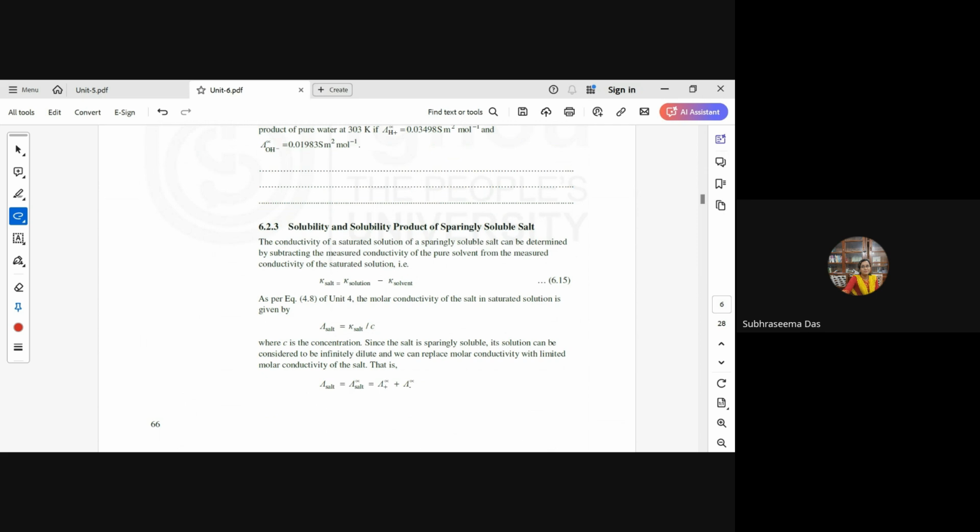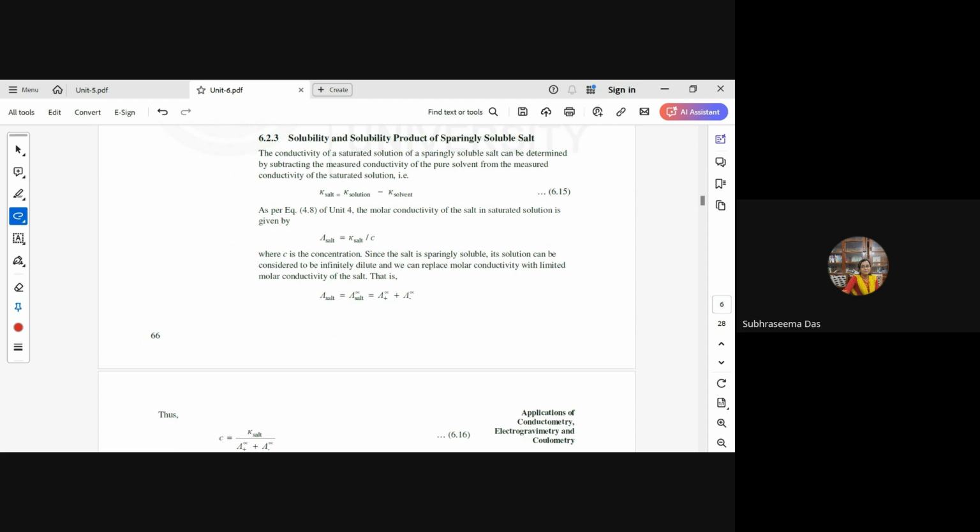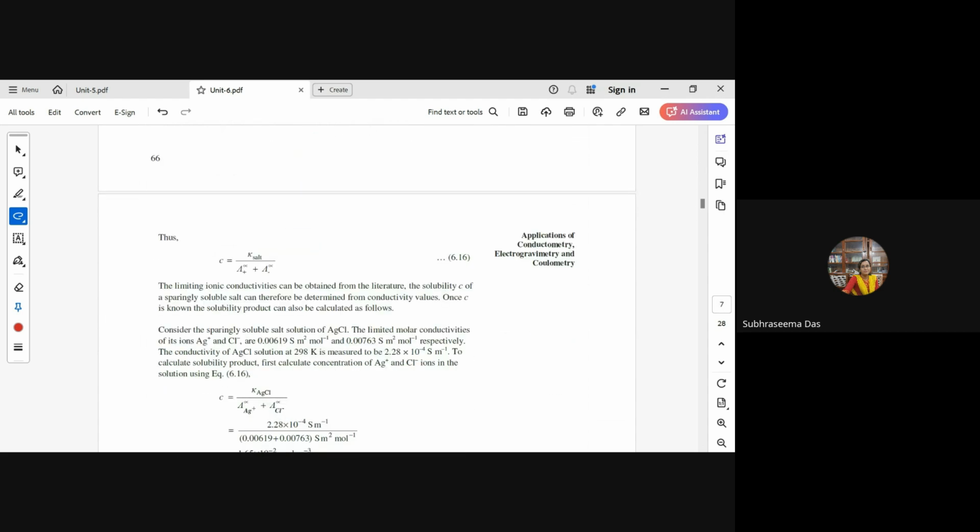The conductivity of a saturated solution of a sparingly soluble salt can be determined by subtracting the measured conductivity of the pure solvent from that of the solution, that is, kappa of salt is equal to kappa of solution minus kappa of solvent. We also know that lambda of salt is equal to kappa of salt by C, where C represents the concentration. Therefore, lambda of salt is equal to lambda of salt to the power infinity, which is equal to lambda plus plus lambda minus. So the concentration C can be given as kappa of the salt by lambda plus plus lambda minus.